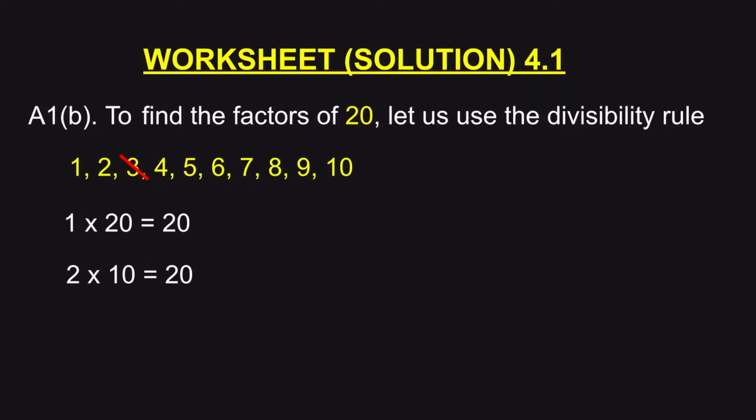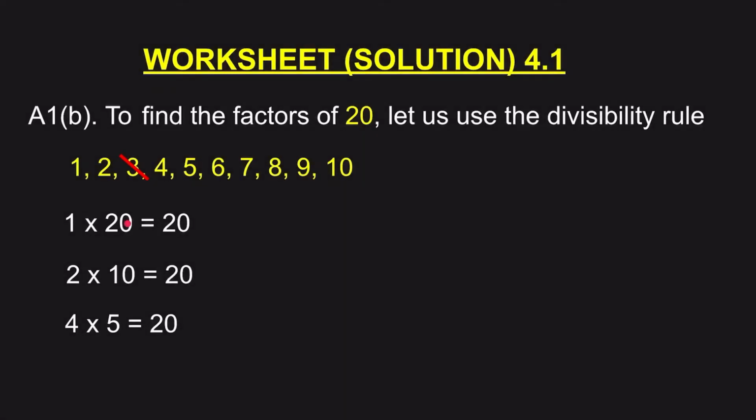We will check for 4. For 4, we have to check the last two digits. So 20 comes as 4 fives are 20. 4 and 5 are consecutive numbers. So, we have actually got the entire list of factors. There are no other factors.